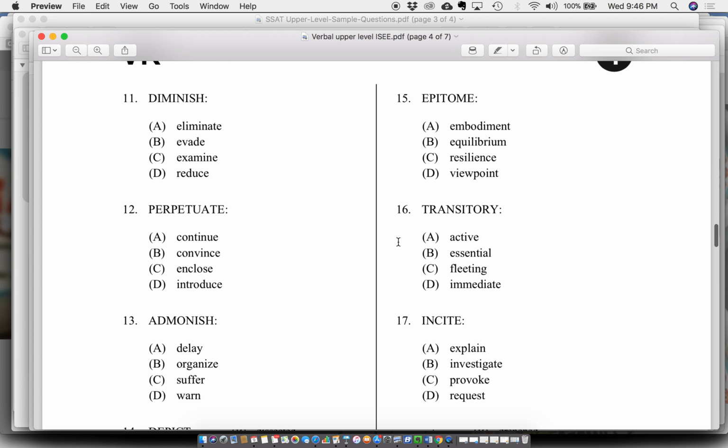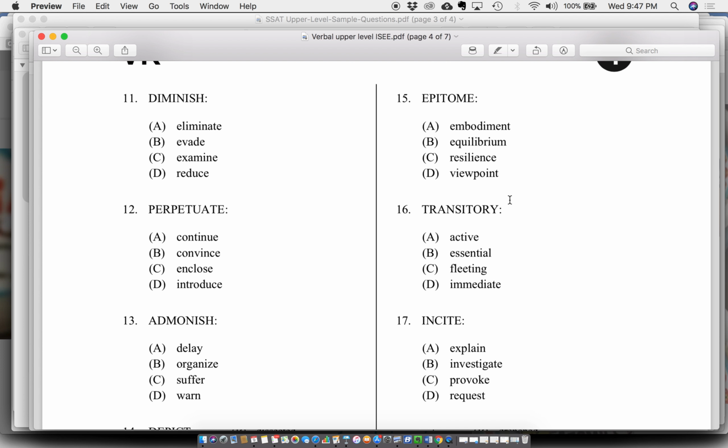Like, for example, take a look at 15. In trying to determine what the word epitome means, the student also has to understand what embodiment means, also has to understand what equilibrium means, resilience, okay? Viewpoint, they say, oh, I think I know that, but what about the first 3 choices? Embodiment, equilibrium, resilience. And of course, the answer here is embodiment. If you're the epitome of something, you embody it. But boy, I tell you, that's tough. Equilibrium, being balanced, resilience, being tough and always being able to come back.